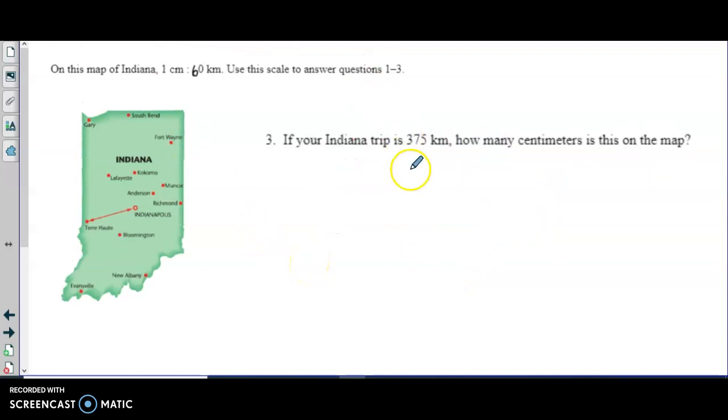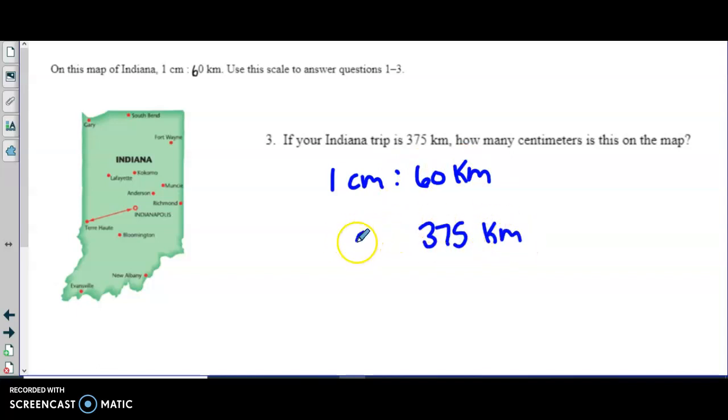If your Indiana trip is 375 kilometers, how many centimeters is this on the map? All right, so our scale again is 1 centimeter is the same as 60 kilometers, and we are going 375 kilometers, and we want to know how many centimeters that would be. All right, so this one's a little bit harder. I can't just look at it and say 60 times a number is 375. My brain doesn't work that way. But I can go in reverse. And in my calculator, I can do 375 divided by 60 to see what I'm multiplying by. Because I've got to figure out what I'm multiplying by.